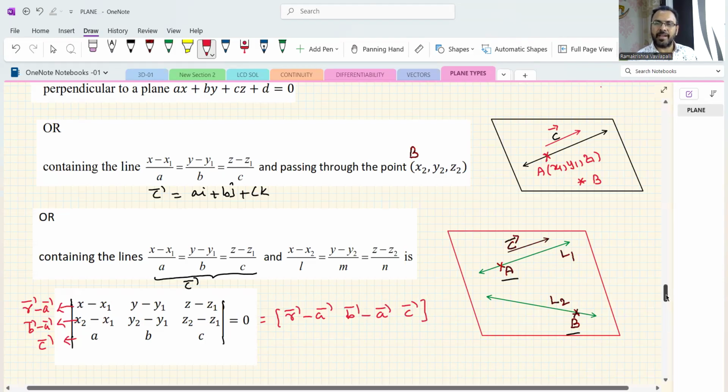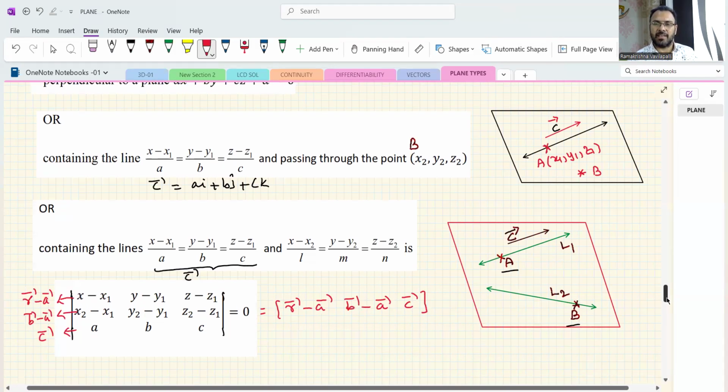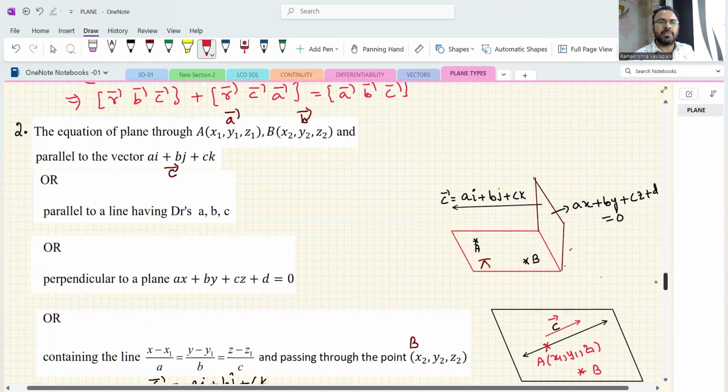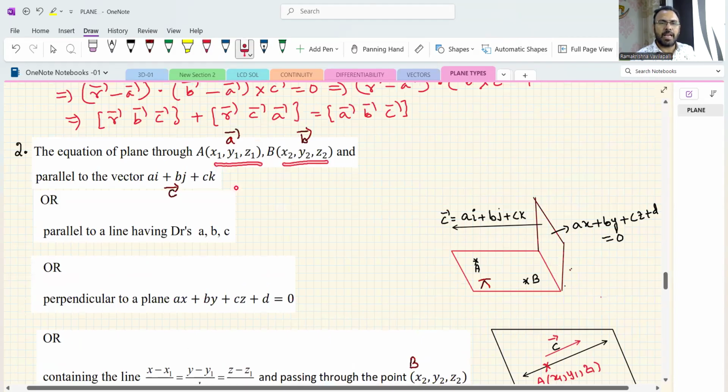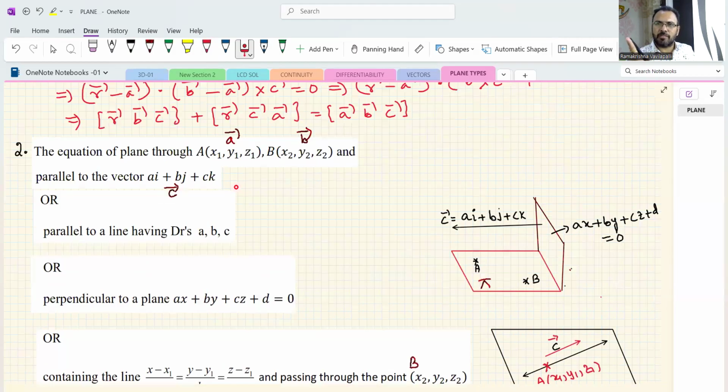See, I have explained many different ways to find the plane, which has only one formula, that is passing through 2 points parallel to one vector. Our aim is to find the equation of plane containing 2 points and parallel to one vector. However you give that parallel vector, that is fine. Whether it is parallel to the line or perpendicular to a plane, it's okay. Or whether they give the vector directly, then also it's okay. So we need 2 points parallel to one vector. Or a line having DRs a, b, c parallel to the line.